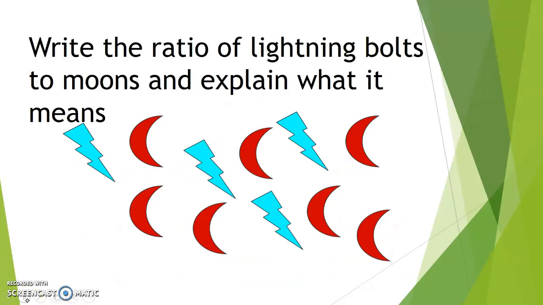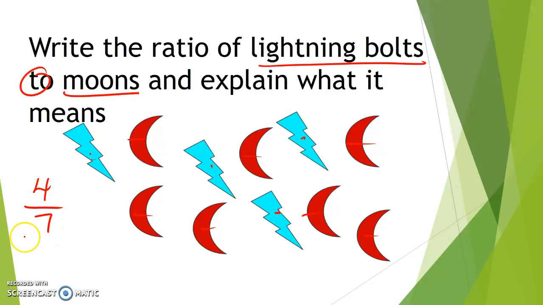It says write the ratio of lightning bolts to moons. So again, that number of lightning bolts has to go first. Moons come second. So I have 1, 2, 3, 4 lightning bolts. And 1, 2, 3, 4, 5, 6, 7 moons. So here we can't simplify. So we take that fraction form, write it in colon form, and also with the word "to".